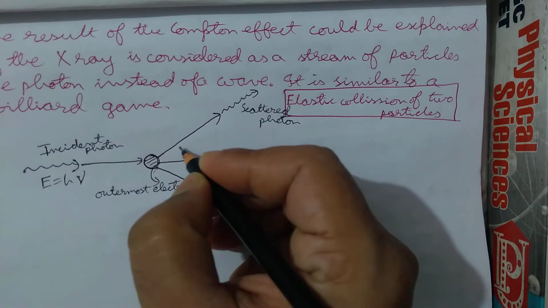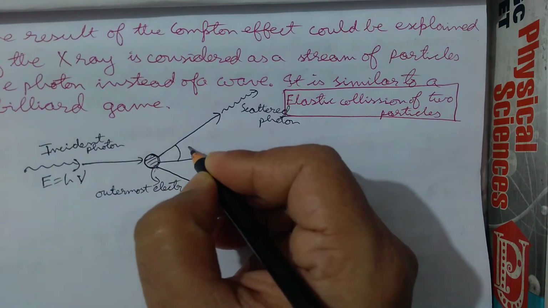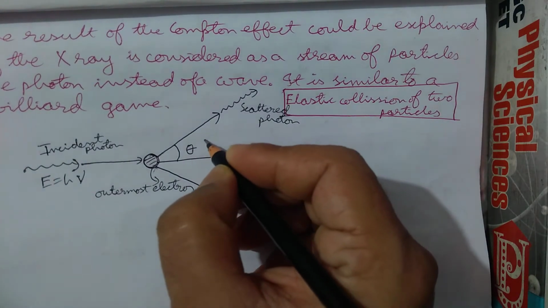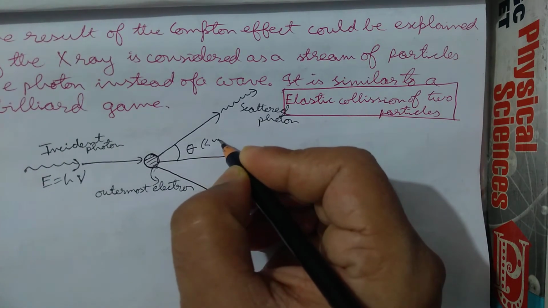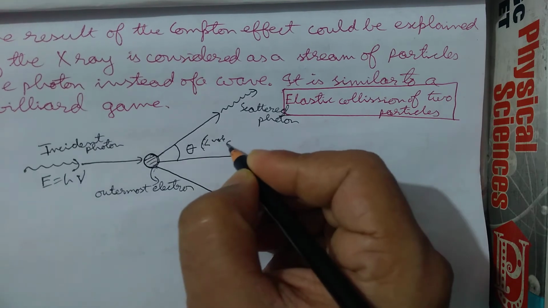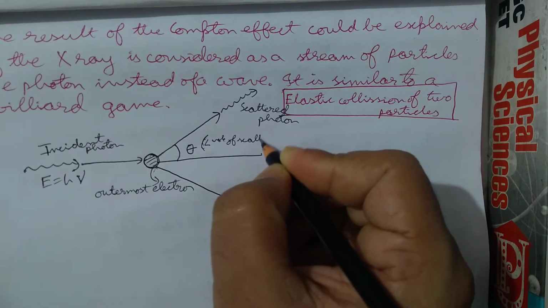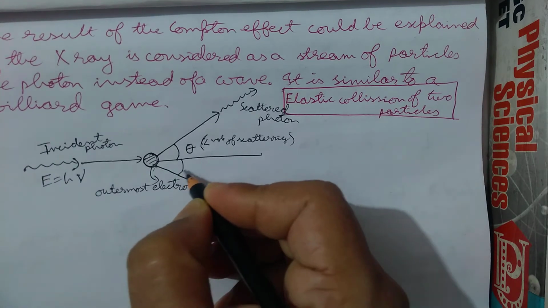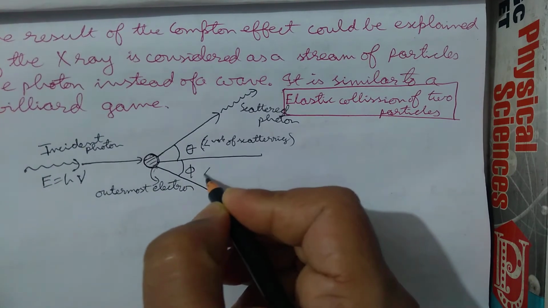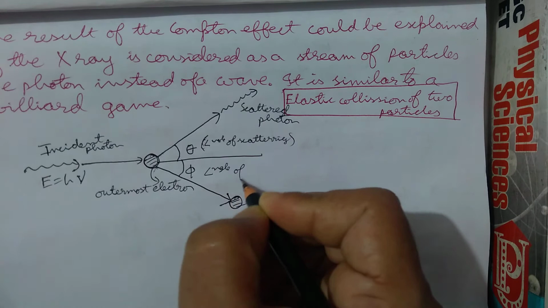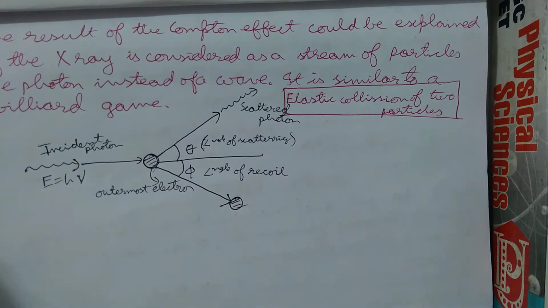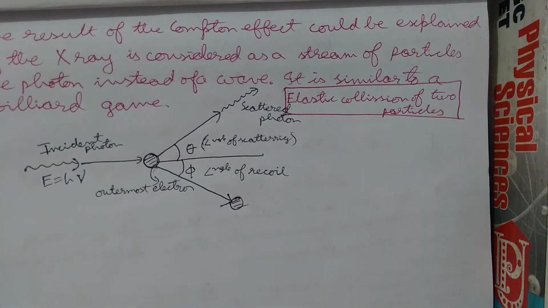Okay, and this angle is called theta. This is the angle of scattering, and this angle is phi. This is called the angle of recoil.